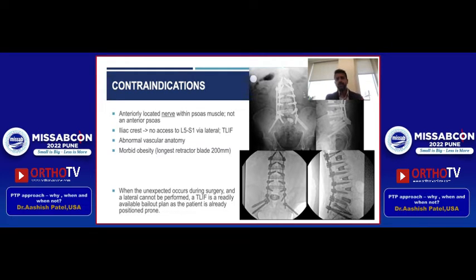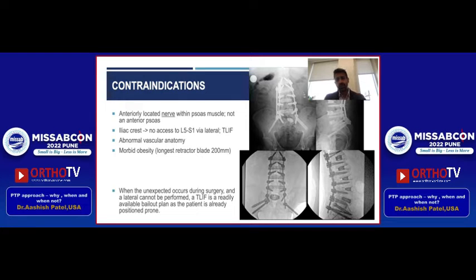There are some cases where prone lateral may be difficult. If the nerve is located anteriorly in the disc space, access may be difficult. You should trace the MRI starting from L2 down to the disc space, especially at L4-5, so as to avoid any potential injury to the lumbar plexus.